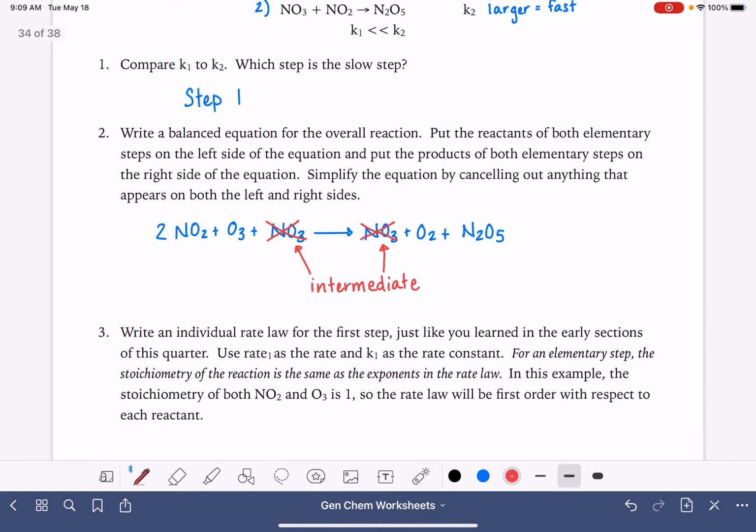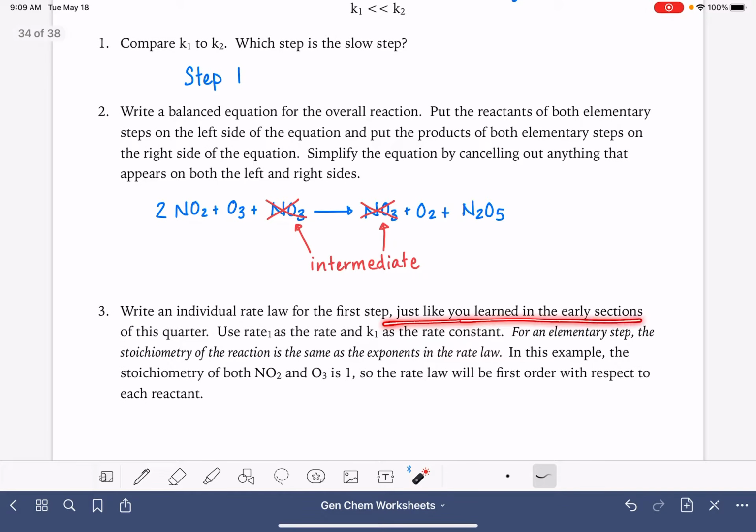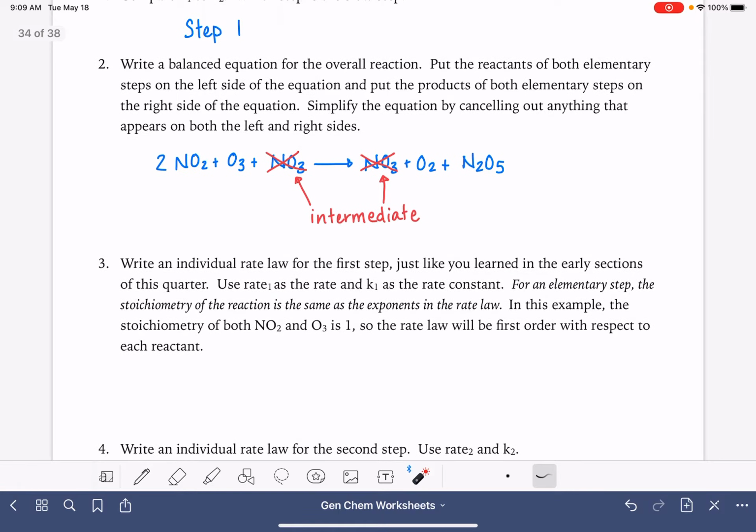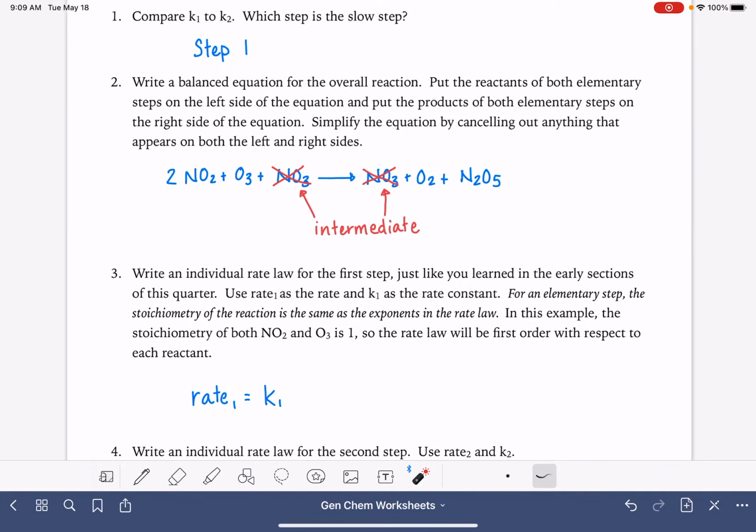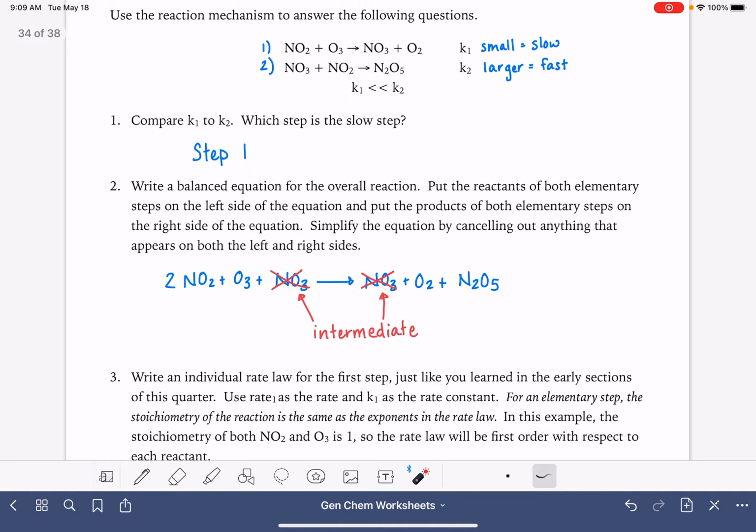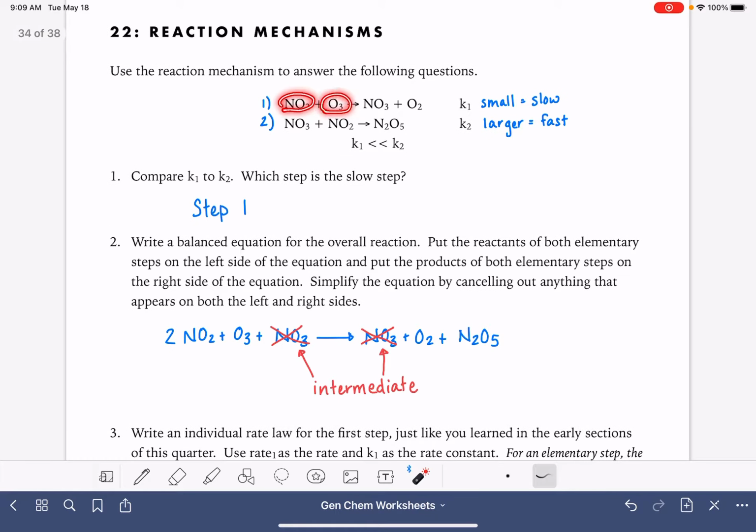So now it's asking us to write an individual rate law for the first step. If we're writing rate laws for each individual step, we want to use the term rate. We want to use subscripts. So for example, instead of just saying rate, we'll say rate sub 1 to indicate that it's for step 1. And we're also going to do the same thing for our rate constant. So we're going to say K sub 1 instead of K. And this again is to indicate that it is for the first step of the reaction. Rate laws are where we take the concentrations of our reactants and we raise them to some exponent.